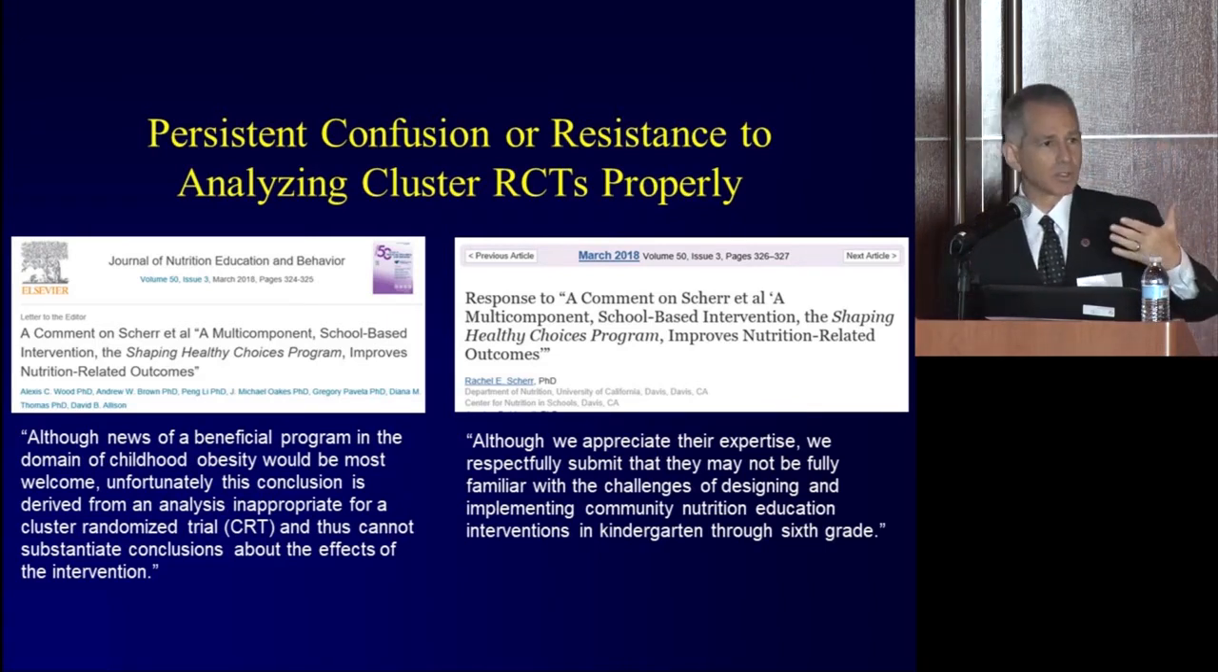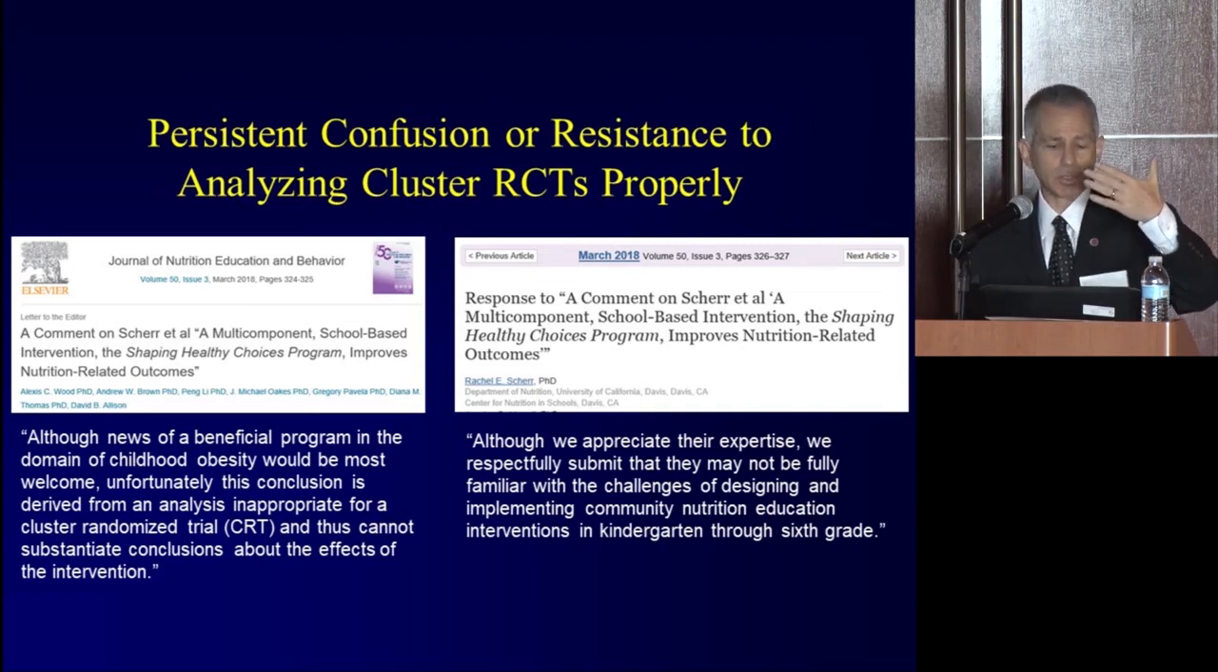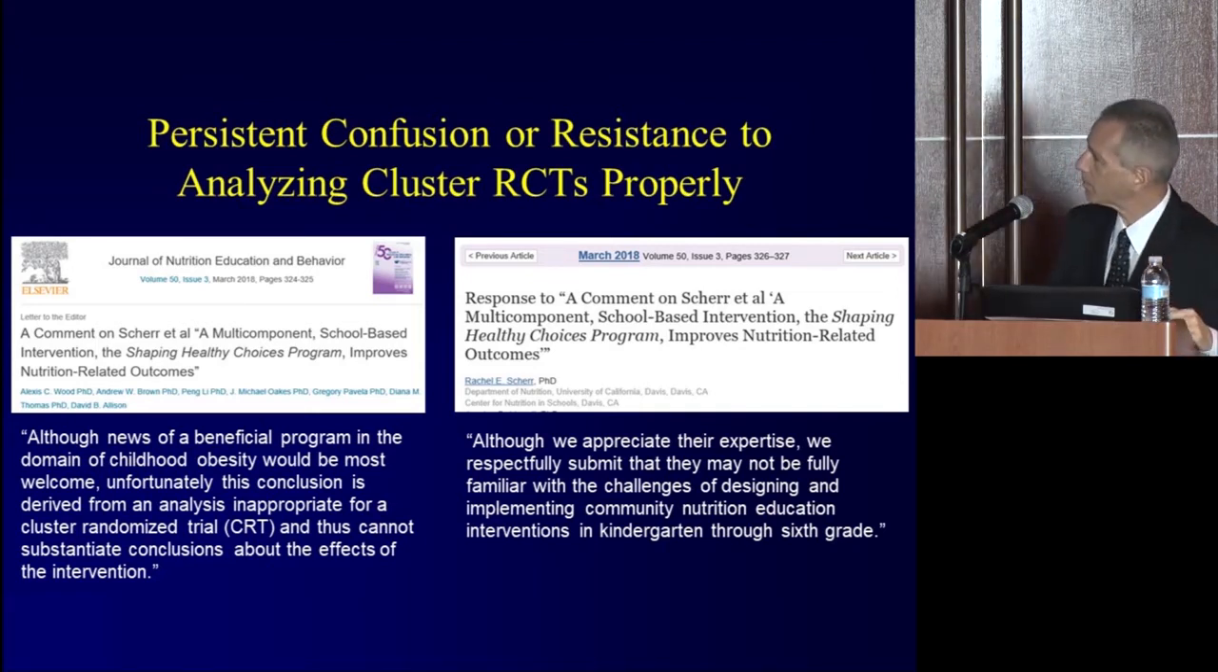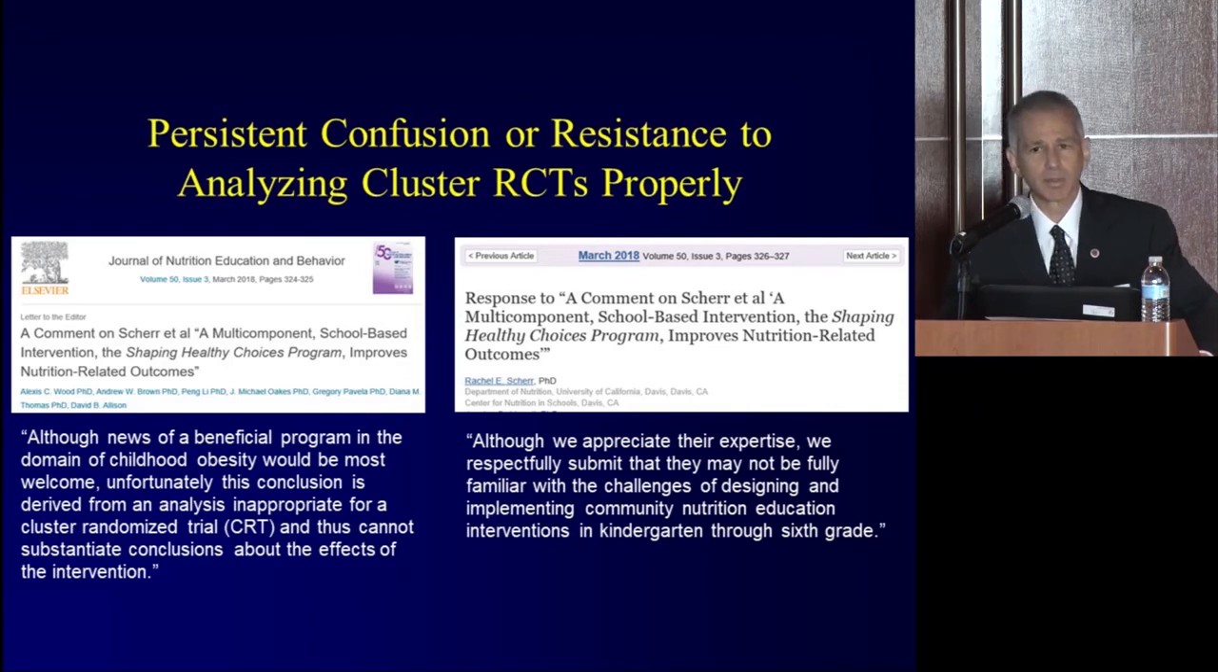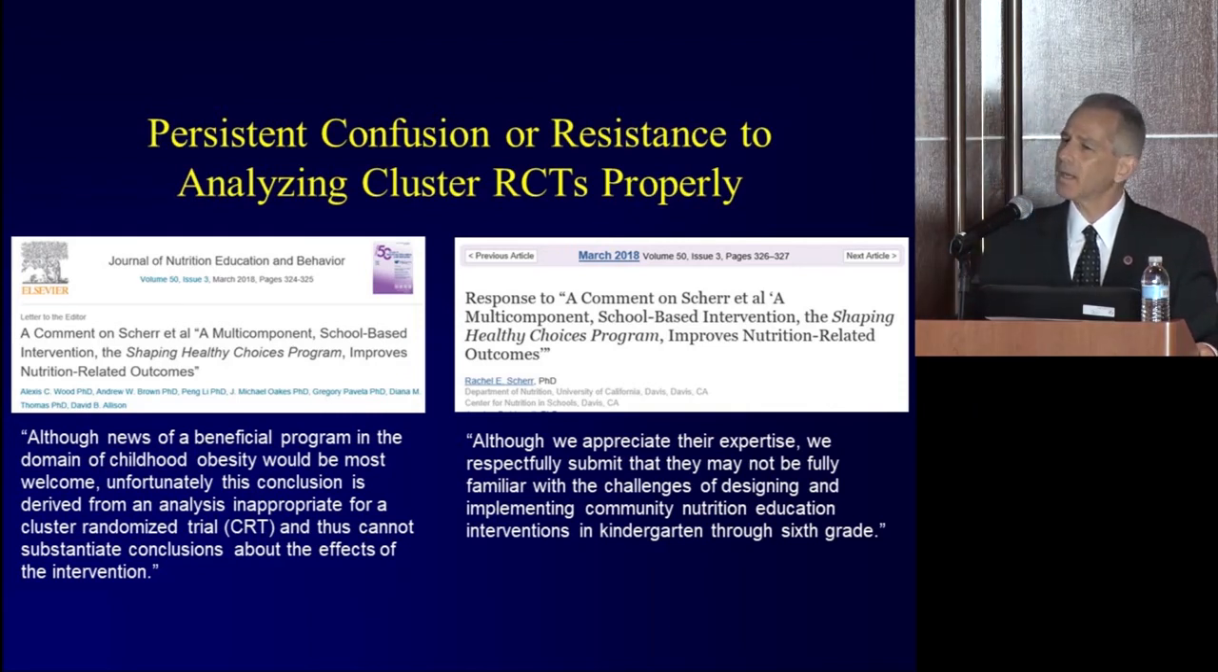There's no evidence whatsoever in this paper for an intervention effect, and you should correct or retract this paper. The authors wrote back and said, although we appreciate their, meaning our, expertise, we respectfully submit that they may not be fully familiar with the challenges of designing and implementing community nutrition education interventions in kindergarten through sixth grade, which I agree, I am not fully familiar with the challenges of that. And what in heaven's name has that got to do with the incorrectness of your statistical analysis?